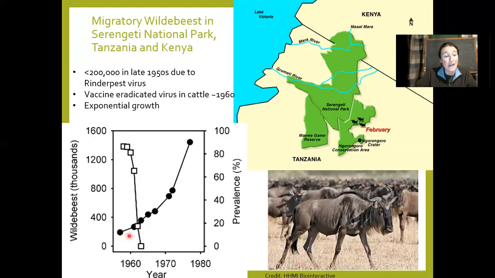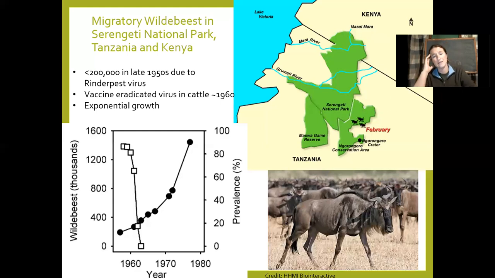Simultaneously, we see a drastic increase in the population of the healthy non-infected wildebeest. Okay, so this shape of this curve is showing us exponential growth. So this population has increased from about 200,000 to over 1.3 million individuals. Okay, so a dramatic increase in population when there wasn't this limiting factor, right? This virus within the population.